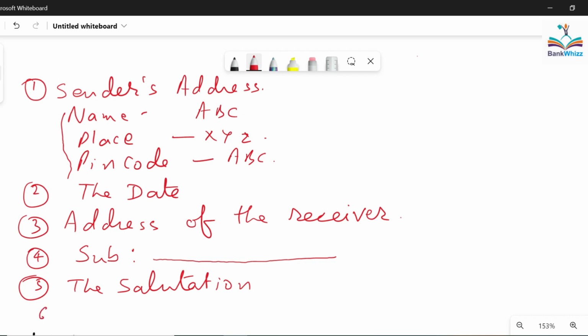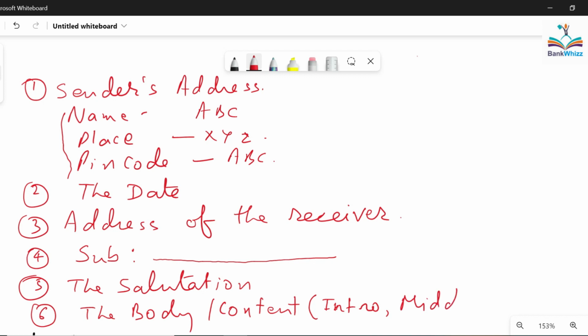Okay, and in the sixth place comes the body or the content. Friend, the body or the content comprises the introductory part of the letter, then the middle part of the body, and then the concluding part. That's to say, conclusion is to be given. It should follow the same format as an essay does.